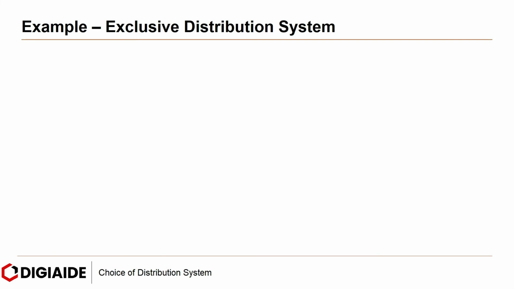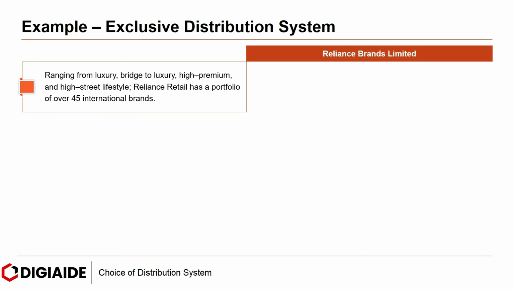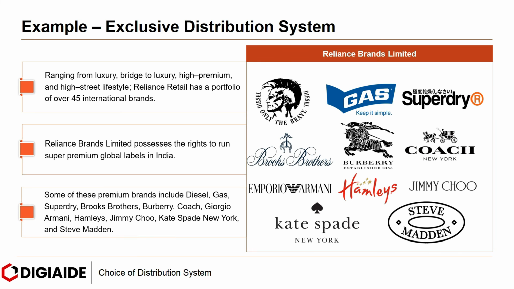The example in this case is Reliance Brands Limited. Ranging from luxury, bridge to luxury, high premium and high street lifestyle, Reliance Retail has a portfolio of over 45 international brands. Reliance Brands Limited possesses the rights to run super premium global brands in India. Some of these premium brands include Diesel, Gas, Superdry, Brooks Brothers, Burberry, Coach, Giorgio Armani, Hamleys, Jimmy Choo, Kate Spade New York, and Steve Madden.